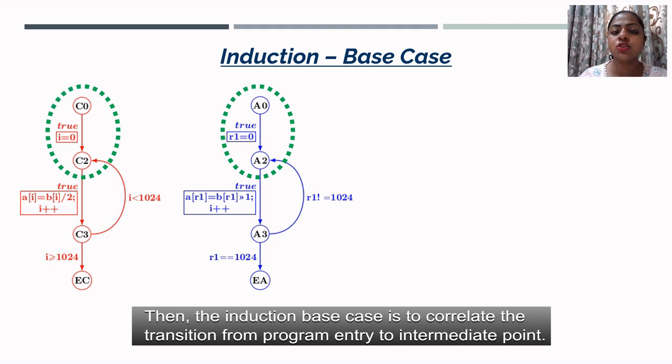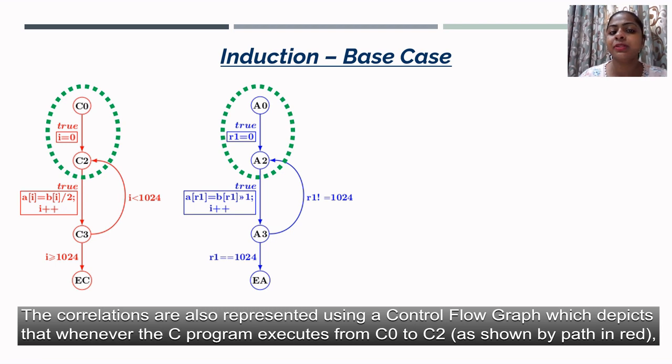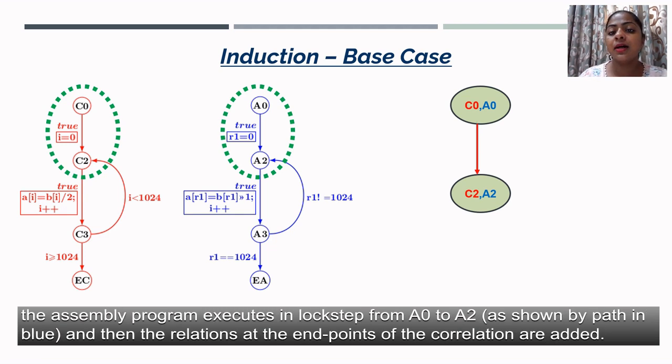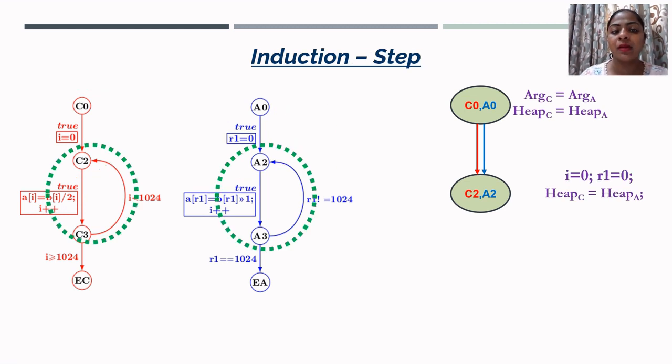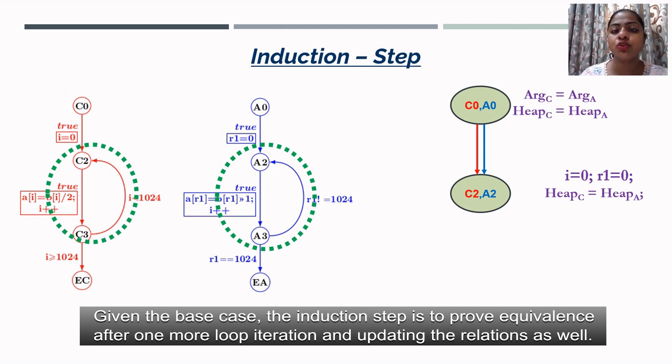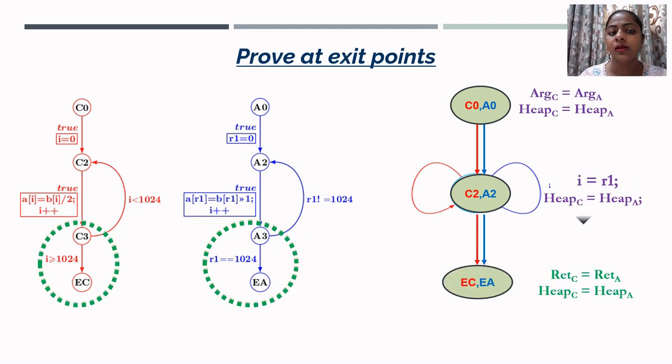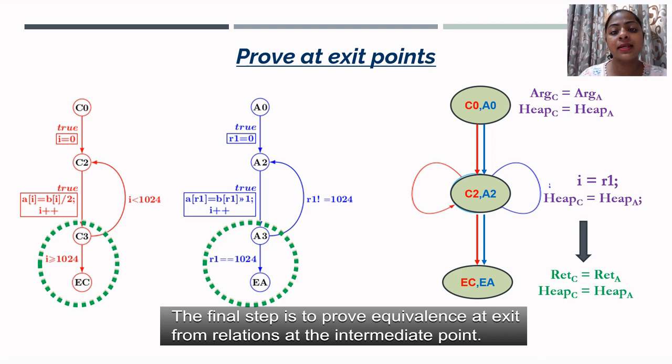Then, the induction base case is to correlate the transition from program entry to intermediate point. The correlations are also represented using a CFG, which depicts that whenever the C program executes from C0 to C2 as shown by path in red, the assembly program executes in lockstep from A0 to A2 as shown by path in blue. And then the relations at the endpoints of the correlation are added. Now, given the base case, the induction step is to prove equivalence after one more loop iteration and updating the relations as well. The final step is to prove equivalence at exit from relations at the intermediate point.